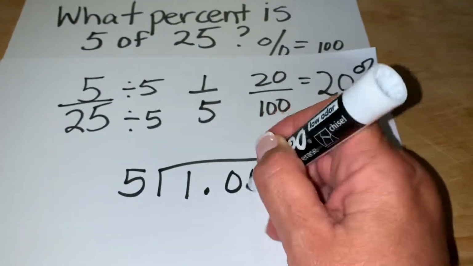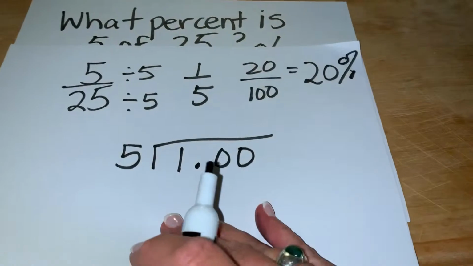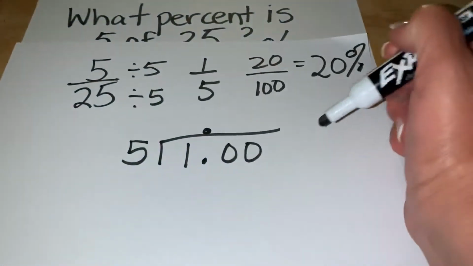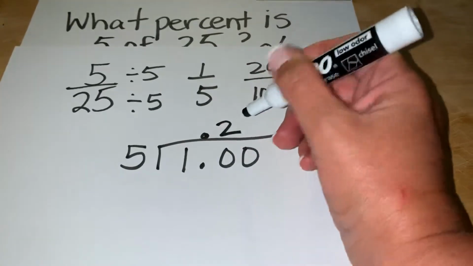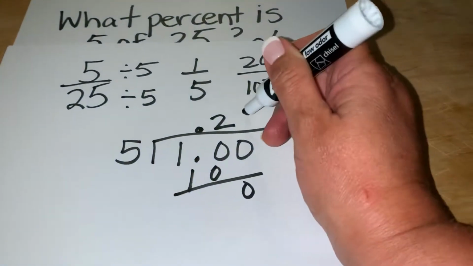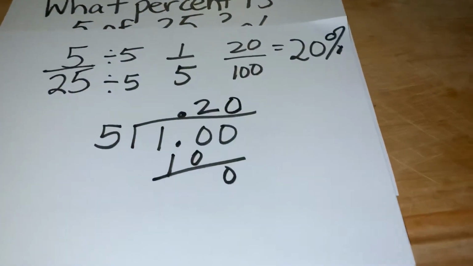And we just divide 5 into 1.00. Slide your decimal straight up. 5 goes into 10 twice. 10. And then 5 goes into 0 no times. We get 0.20.